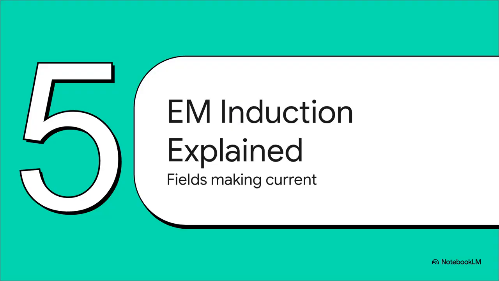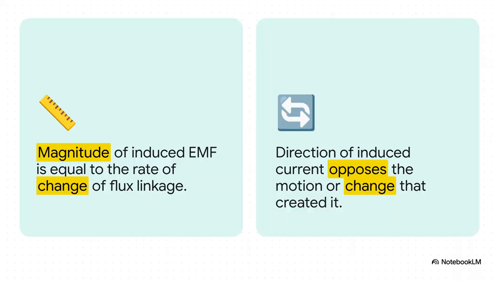And for our final section, we get to the really profound part, the deepest connection between these two forces. This is electromagnetic induction. It's the incredible principle that a changing magnetic field can actually create an electric current out of thin air. This whole phenomenon is governed by two main laws. Faraday's law tells you about the size of the induced voltage, or EMF. It says the voltage is proportional to how fast the magnetic field is changing. Then you have Lenz's law, which tells you the direction of the current, and it always flows in a way that tries to fight against the change that created it in the first place.